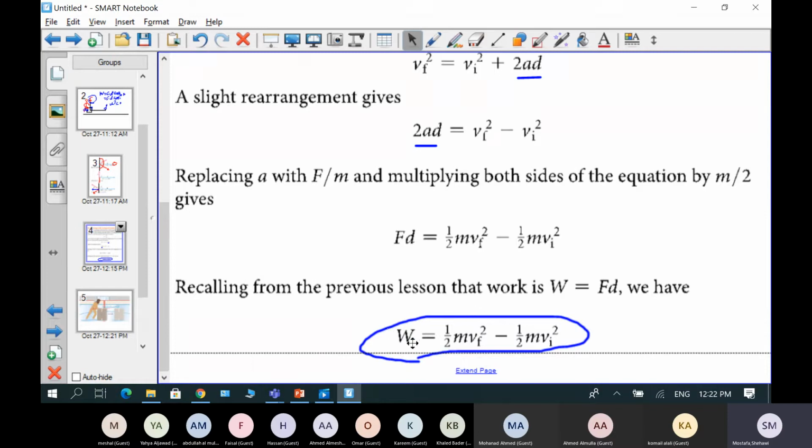So the work is energy that is transferred to kinetic energy, by which the system will gain or have it. The work was done by the force. They call it the work-kinetic energy theorem. That's what we call it.